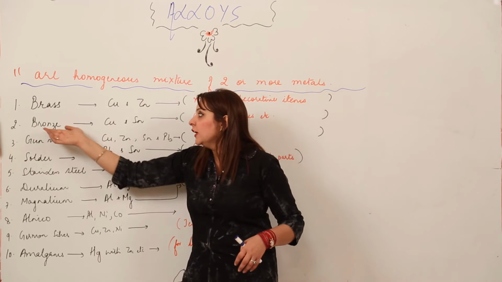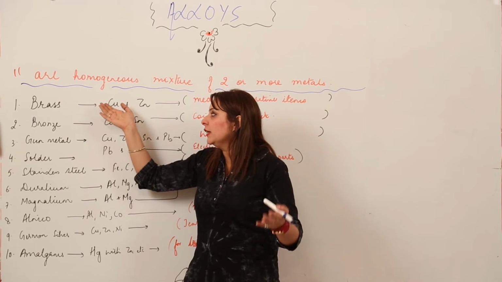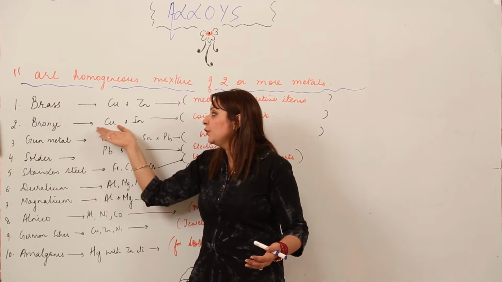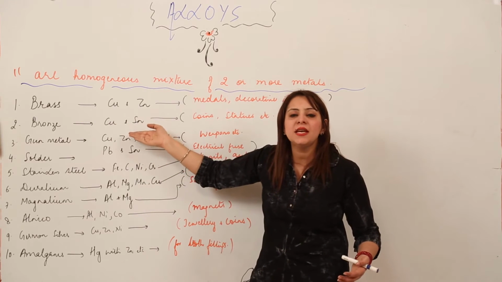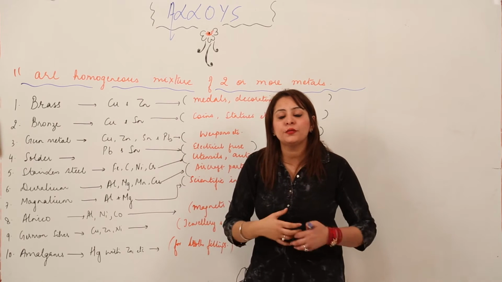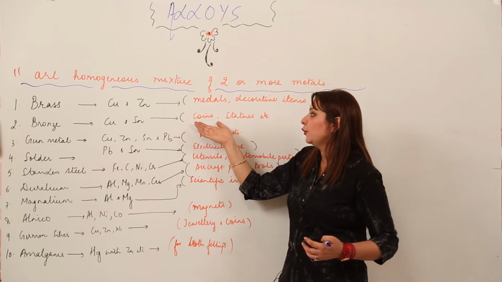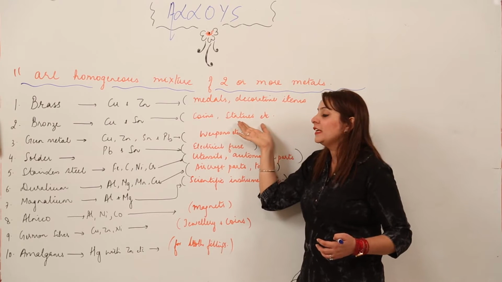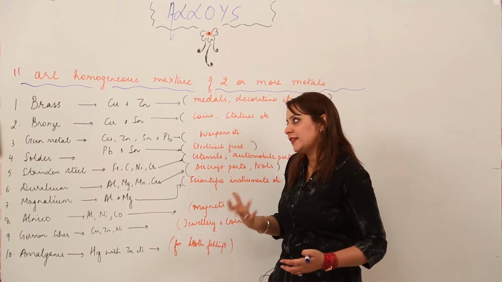Second is bronze. One of the other alloys of copper is bronze, in which we mix copper with tin. Sn is tin. We mix copper with tin, and for what use do we use it? We use it for making coins, we use it for making statues, decorative items, etc.